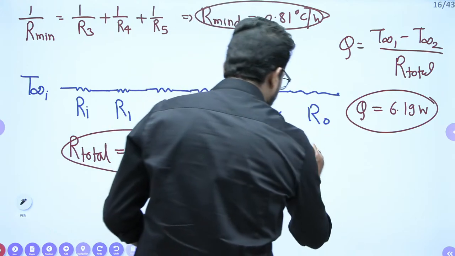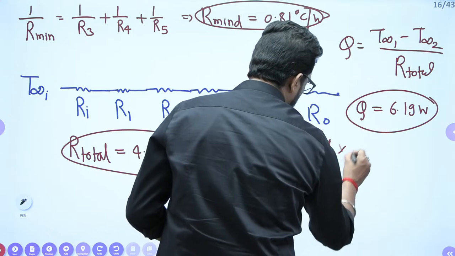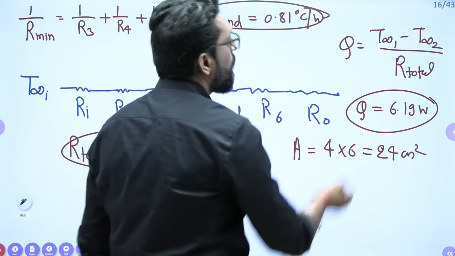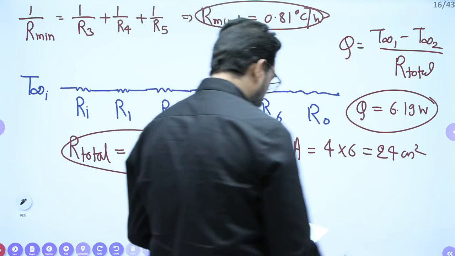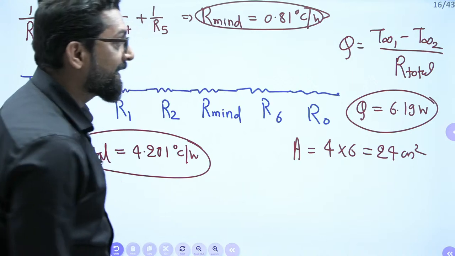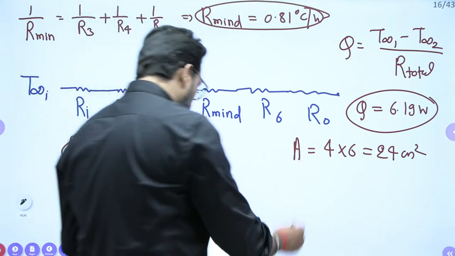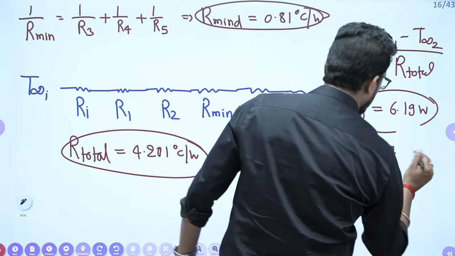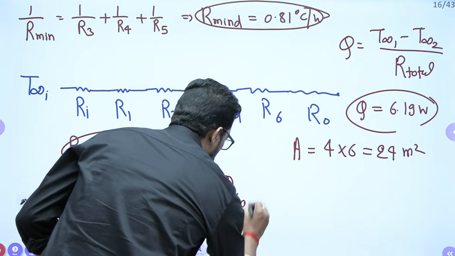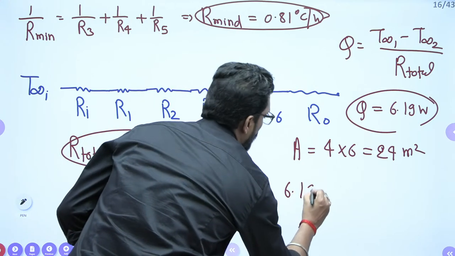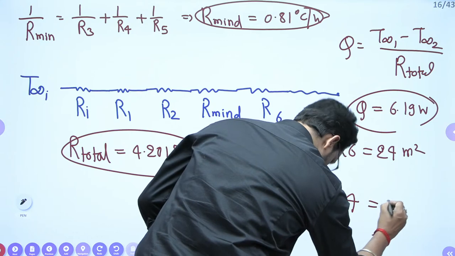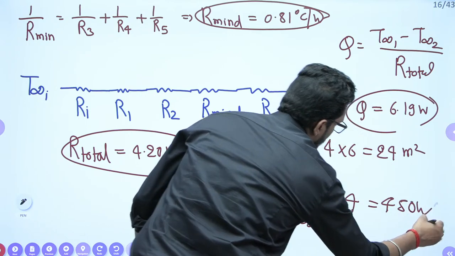Now, what is the total area A? 4 cross 6 is equal to 24 meter square. This is the total area. Why? Because this is per unit area, how much area it is, 0.33 meter square, but the total area is 24 meter square. So put all these values. Total heat transfer is 6.19 divided by 0.33 into 24. This is your 450 watt. This is your answer.